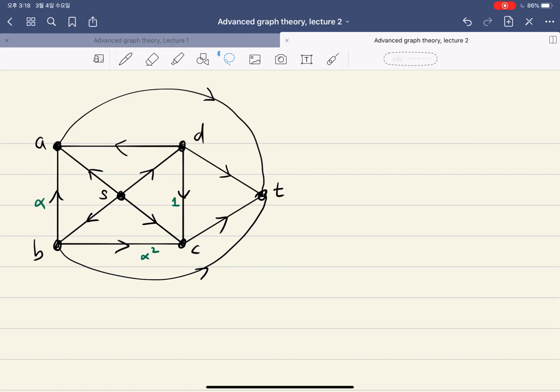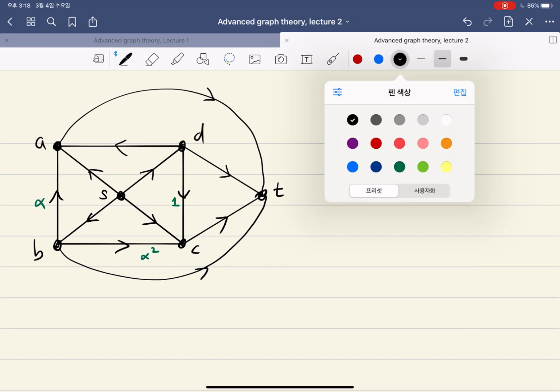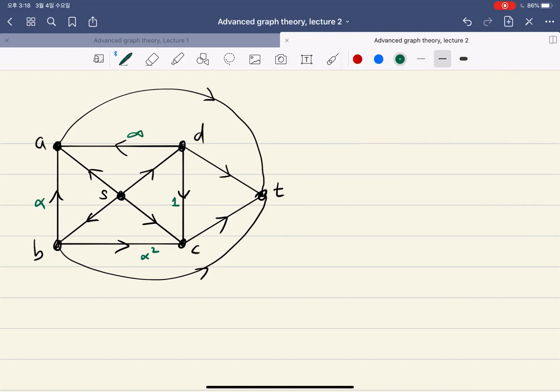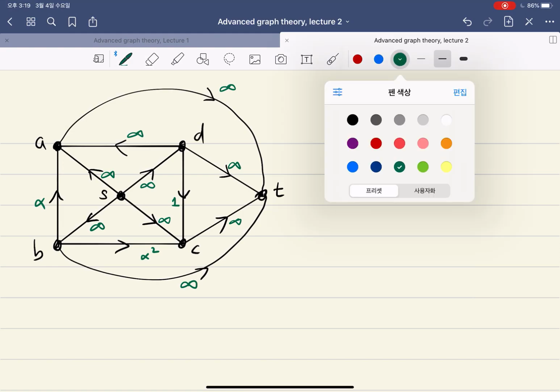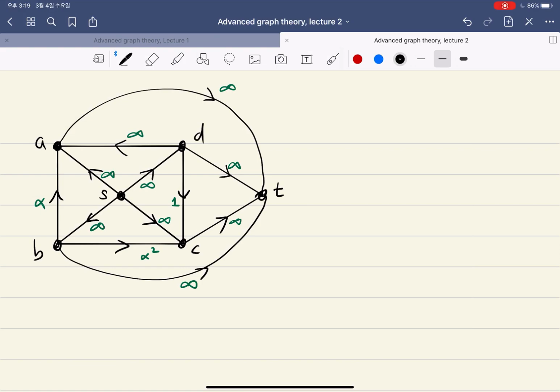So consider this network. Here we have many edges with capacity very large. Let me just write the infinite sign because it doesn't really matter how large this number is. So let's say this infinite are all okay. Assume this is like 1 million. So all the infinite signs have the capacity 1 million. And then these three edges have the small capacity 1, alpha square, alpha.